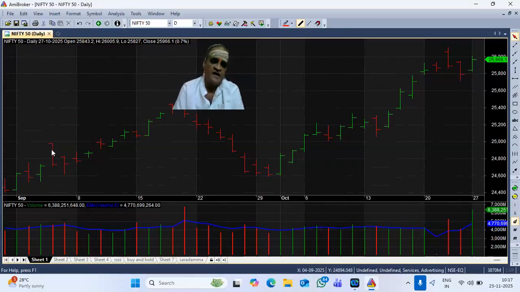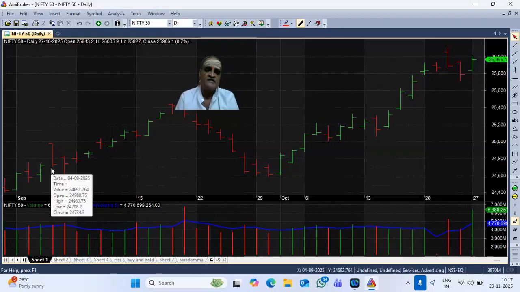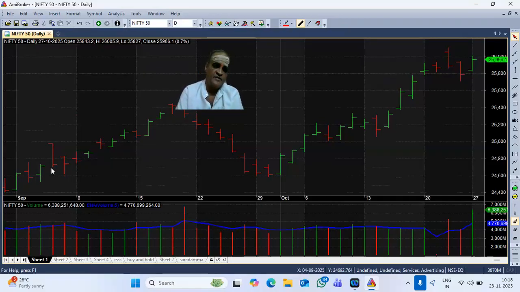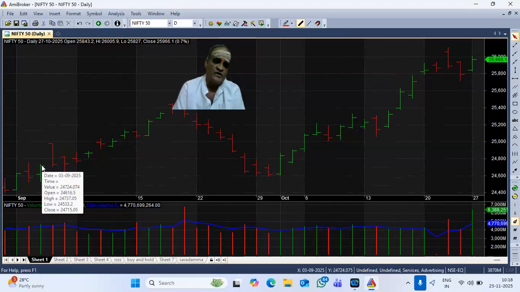So the open itself is high, and the close is very much nearer to the low. It means it is a bar of bearishness in nature, because close is lesser than open, and the bar is in red, otherwise it will be in green. Here you can see the bar is in green, but compared to this, the bar length is more. Here the open is here, and the close is very much near to the high. So it is a bullish bar.